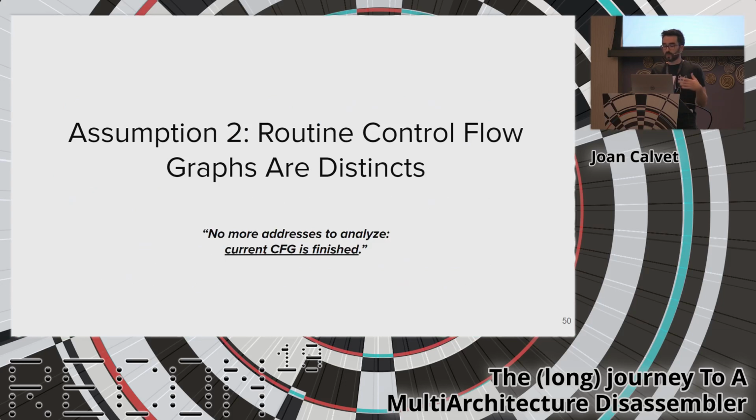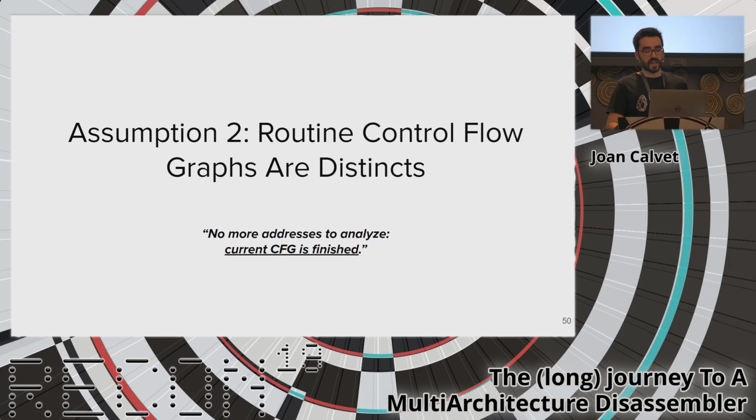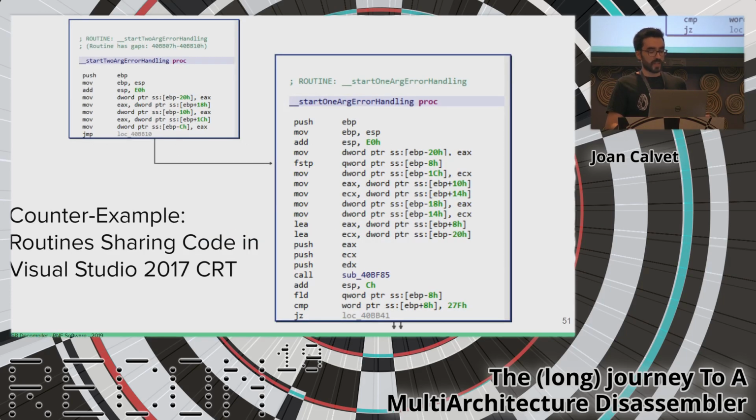The second assumption we made was to consider that routine control flow graphs are necessarily distinct. When we had no more addresses to analyze for routine one, we consider it done, as if we were not to touch its control flow graph again. But in reality, it can be more complex. For example, there is a case of two routines sharing code. Once again, it comes from Visual Studio x86 C runtime code, so nothing particularly exotic. Notice how the routine on the left branches in the middle of the routine on the right.